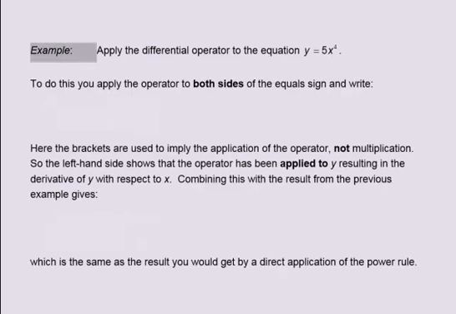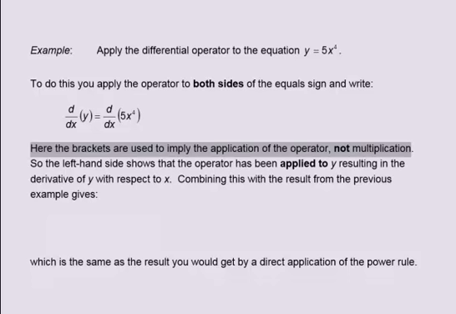Example: apply the differential operator to the equation y equals 5x to the 4. To do this, you apply the operator to both sides of the equal sign and write d by dx of y equals d by dx of 5x to the power 4. Here, the brackets are used to imply the application of the operator, not multiplication.